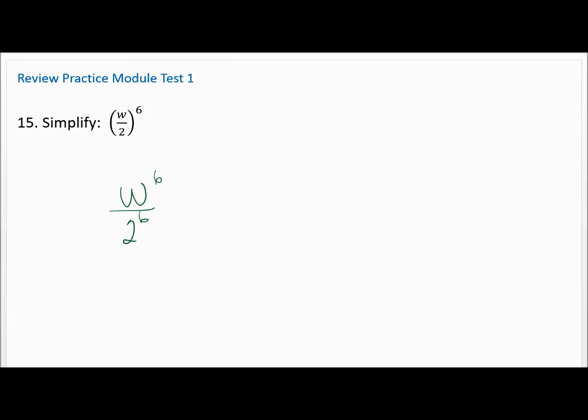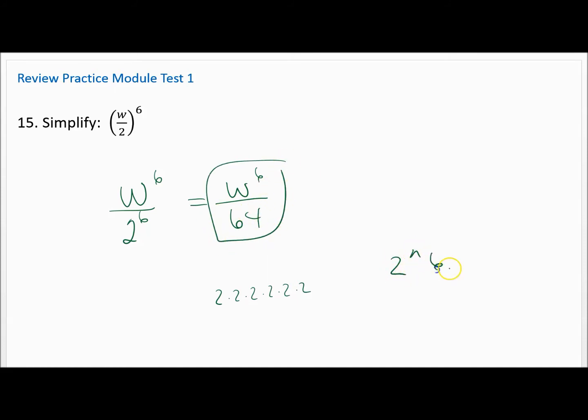Now if I was just to simplify that, I can take it one more step because I can evaluate 2 to the 6th. So that's w to the 6th divided by 2 to the 6th. Now 2 to the 6th is 2 times 2 times 2 times 2 times 2 times 2. That's 6 times. 2 times 2 is 4, 4 times 2 is 8, 8 times 2 is 16, 16 times 2 is 32, and 32 times 2 is finally 64. Or you can just type 2 to the 6 in your calculator, and it'll tell you that's 64.